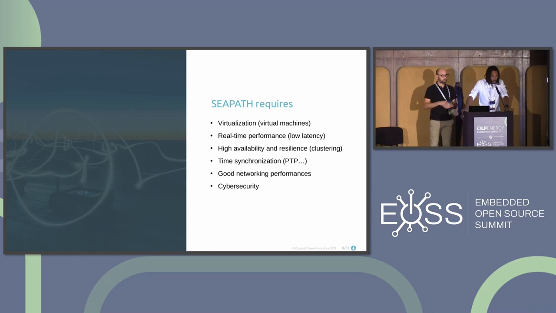So what do we need to build a CPaaS? Virtualization, we talk about that. Real-time performance, high availability, of course, time synchronization, because the data that we have for this application are a stream of timestamping data, so we need to be sure that the time is broadcast everywhere. Of course, good network performance, and since there are critical installations, cybersecurity.